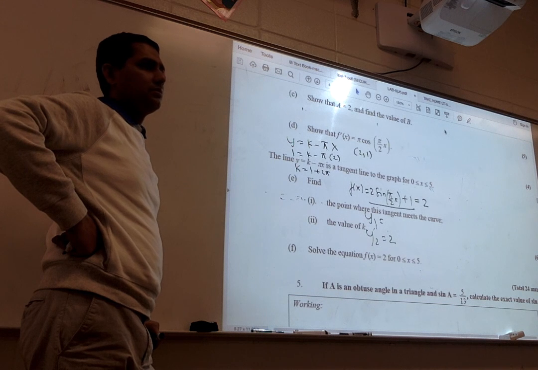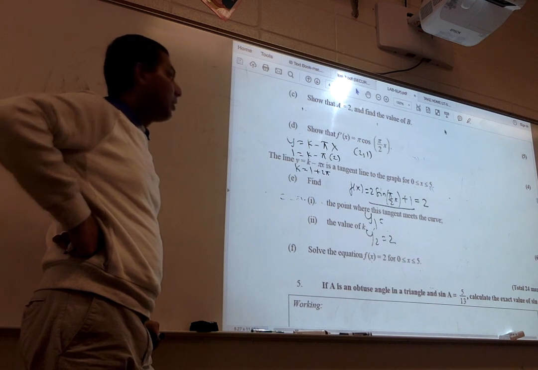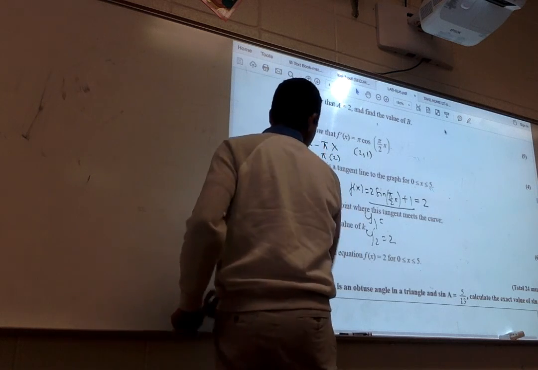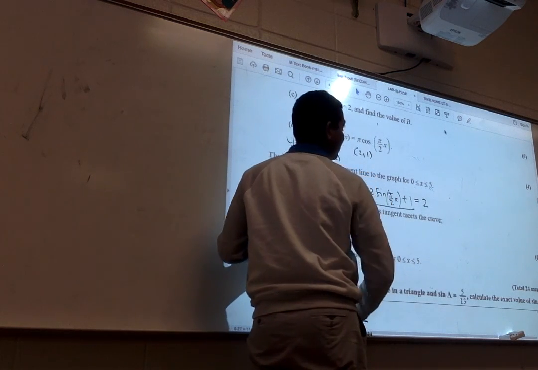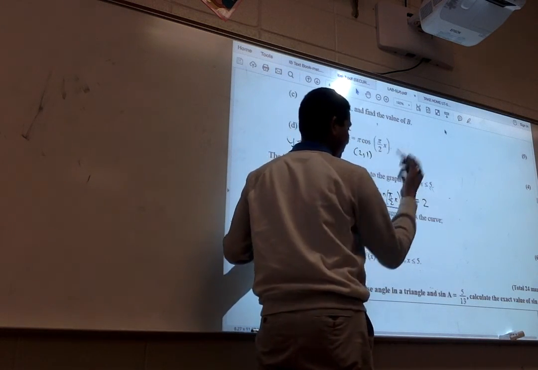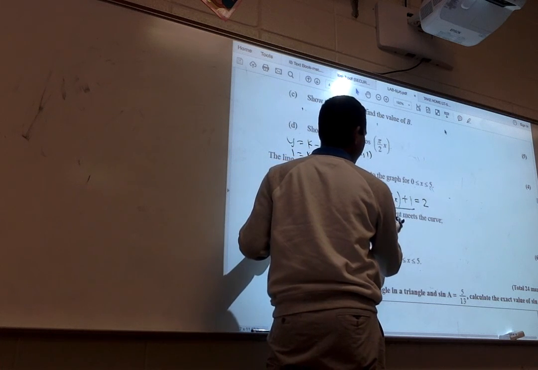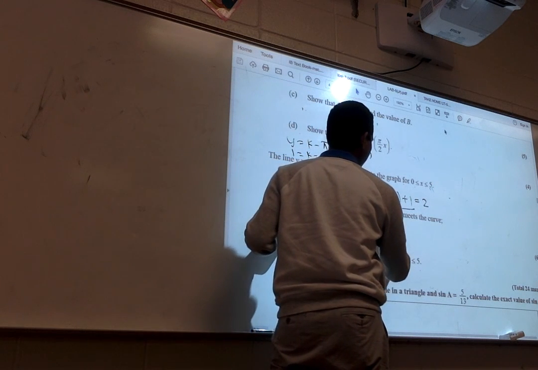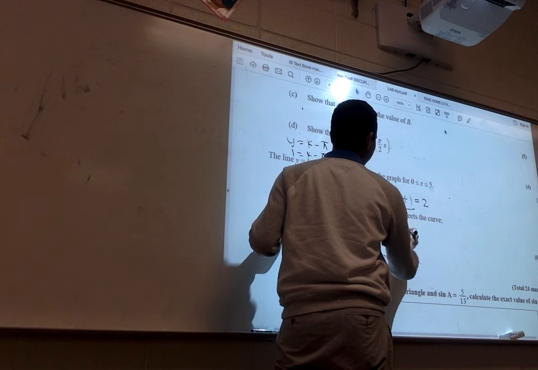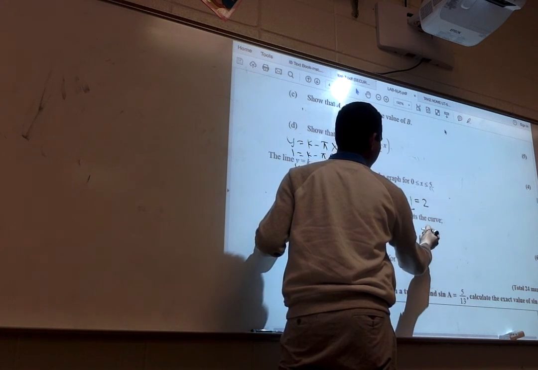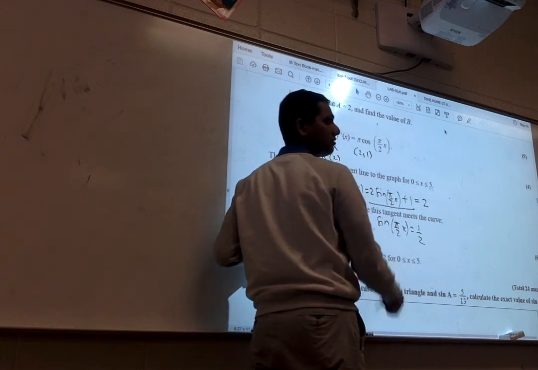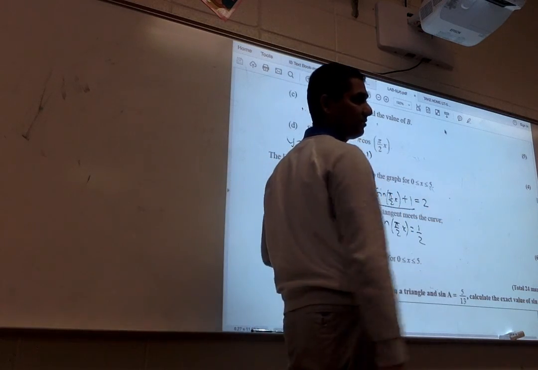How would you go about doing this manually? Oh, manually? You can do it manually also. I don't want to waste time. We don't have much time. Manually, you solve for this. Basically, what are you going to get? Sine of pi over 2 x is equal to 1/2. And you know how to solve it, right? Use your trig tables and solve it.